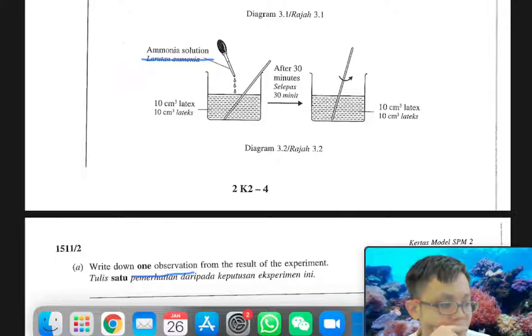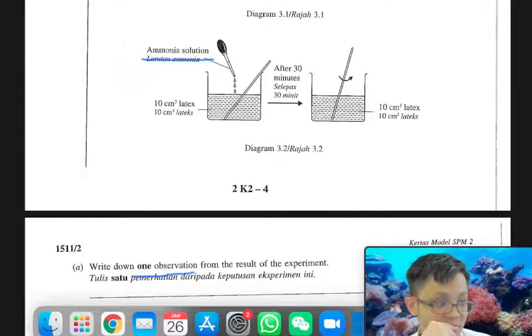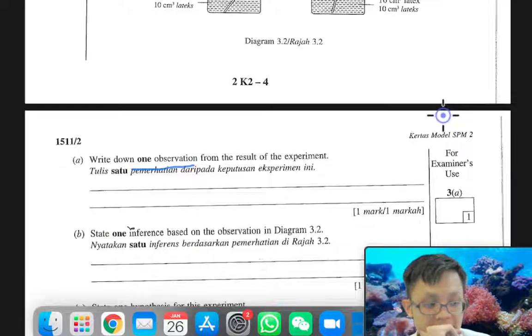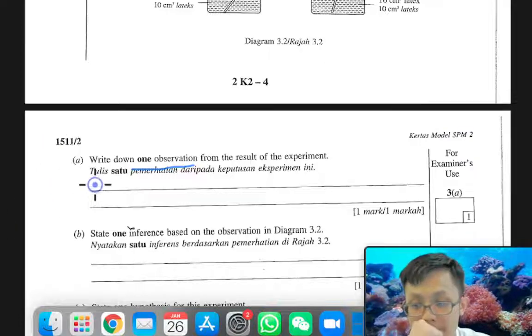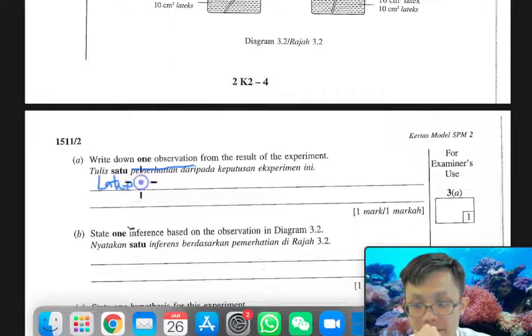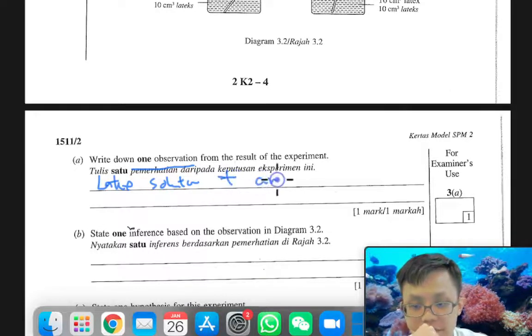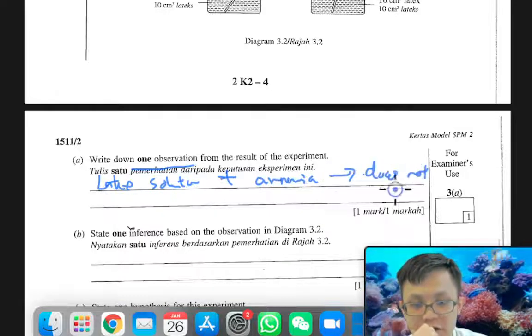Latex solution with ammonia solution does not coagulate. Again, sorry, I lost you for a while. Latex solution that has been added with ammonia solution does not coagulate. Okay. Does not coagulate.